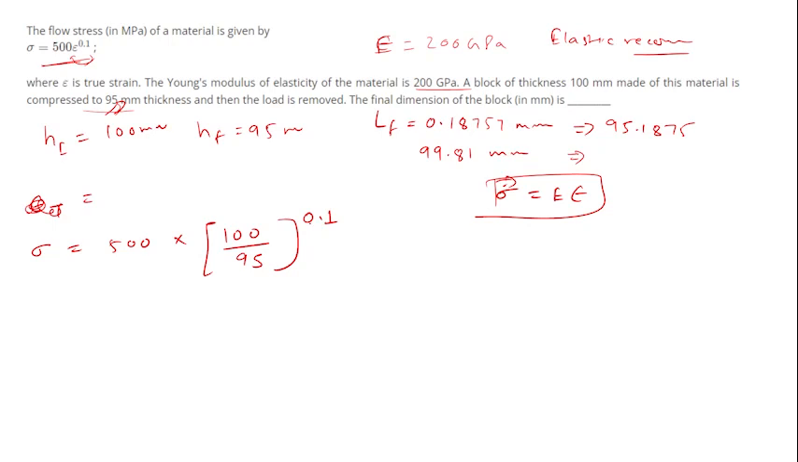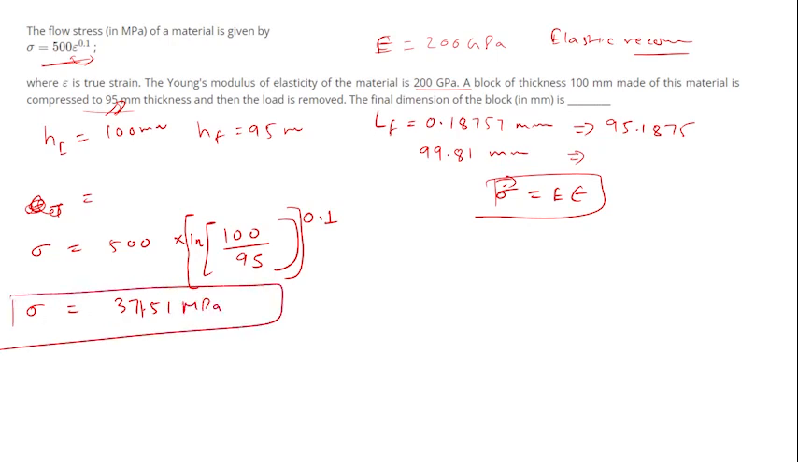Ma'am, we also have to use the natural log. Sorry. Okay. What is your flow stress coming? 371.51 MPa. This is your sigma.